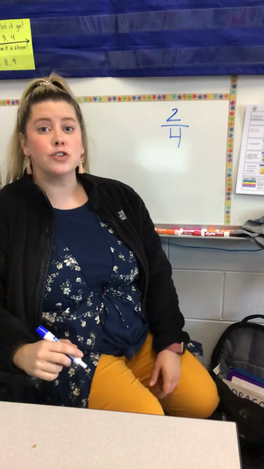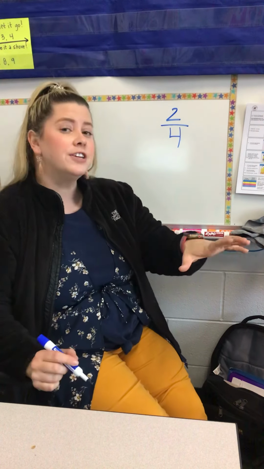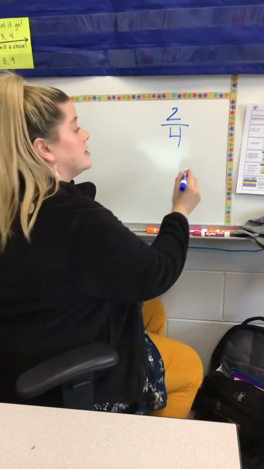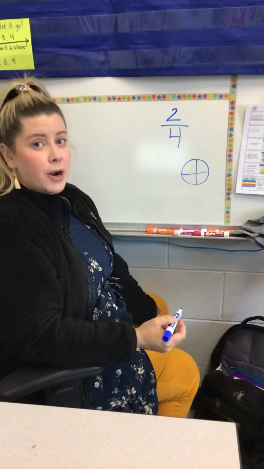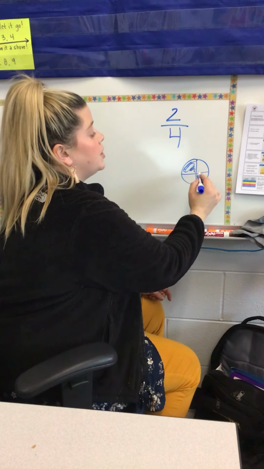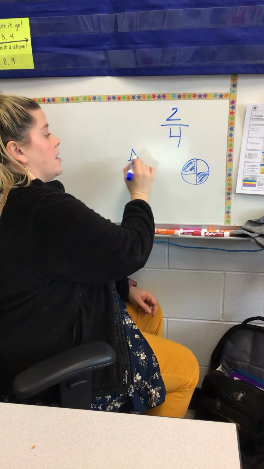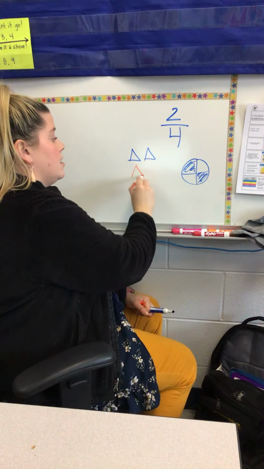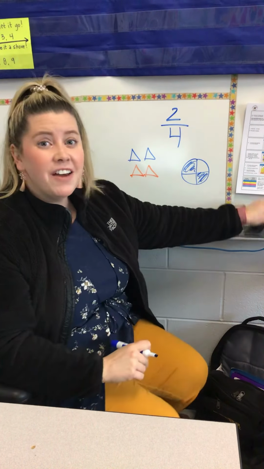All right, can you draw or build me the fraction 2/4? Hit pause, draw your shape, and then come back to check. Okay, what did you draw? It could have been maybe a circle that you cut into 4 parts. And how many of those parts would you shade? 2. Or maybe you drew triangles, okay? And 2 of your triangles were one color and 2 of them were another color. Good, all right. Here we go, let's try another.